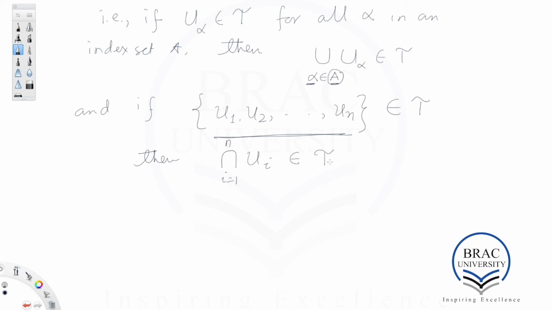Okay, so these are all motivated by our experiences in the Euclidean space R^n, where we have seen that the union of an arbitrary collection of open sets is open, but the intersection of an arbitrary collection of open sets is not open. We have seen an example for that. But what holds is that the intersection of a finite collection of open sets is open. So that motivated us to give this general definition of topology on a given set.